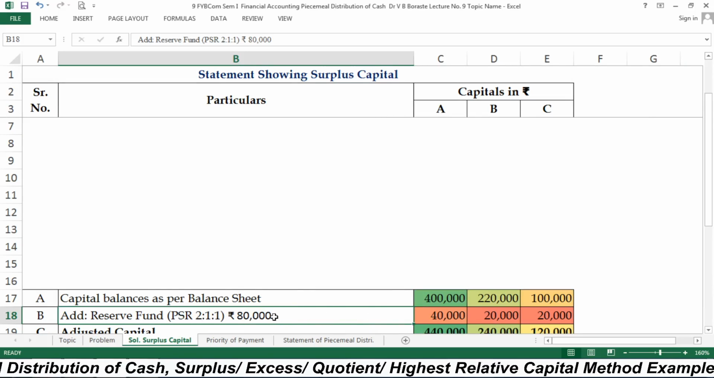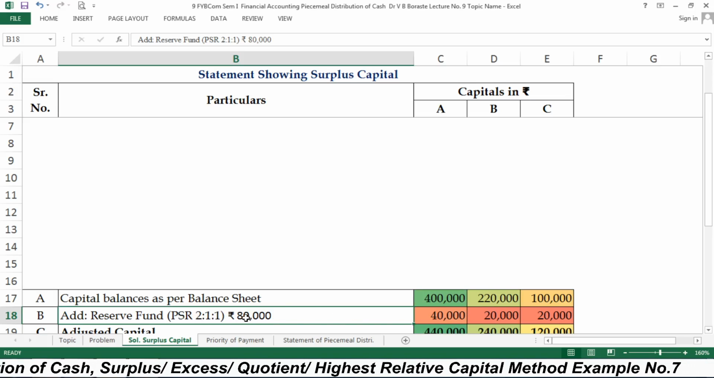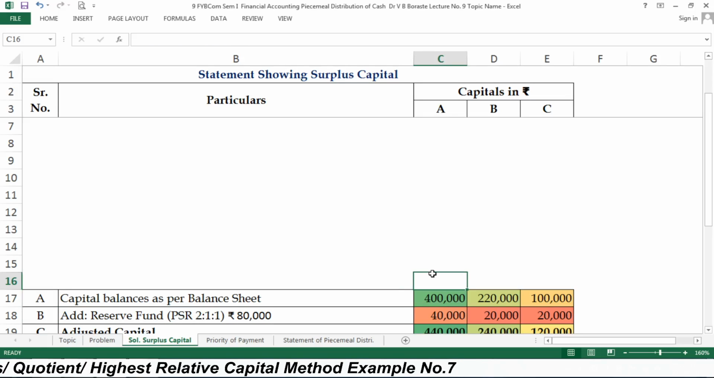We are going to distribute that 80,000 between A, B and C in the ratio of 2 is to 1 is to 1. So 80,000 divided by 4, the answer is 20. So 20 is one share for C, 20 is one share for B, and 40 is the share for A. This is the reserve fund which is distributed among the partners.